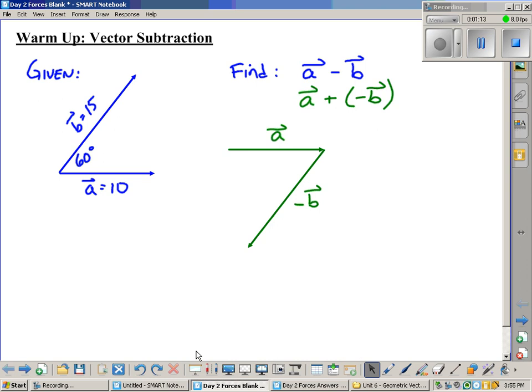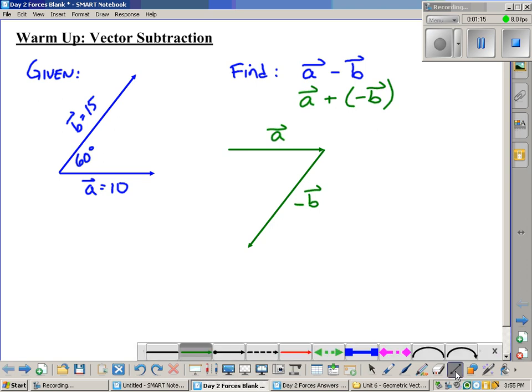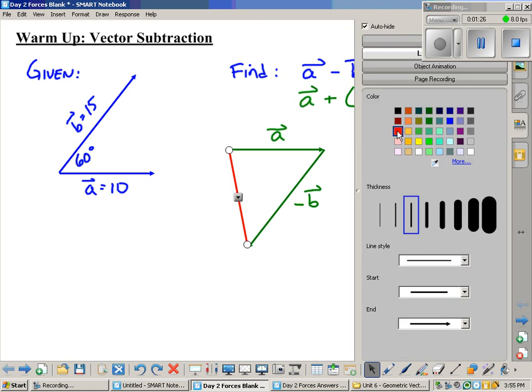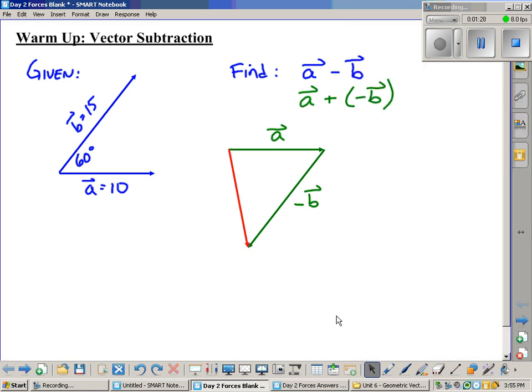And the result then will be a new vector that'll go from the start of A to B. And I actually want that to be red, so I'll just change it to red so it looks different. Yeah, we've got a triangle set up here, and we just have to solve the magnitude of the red vector.